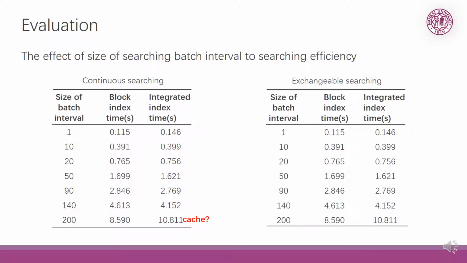Thus, we perform experiments for block index and integrated index alternatively. We can see that in this case, the integrated index performs better than block index, so we should still use integrated index when the batch interval is large.